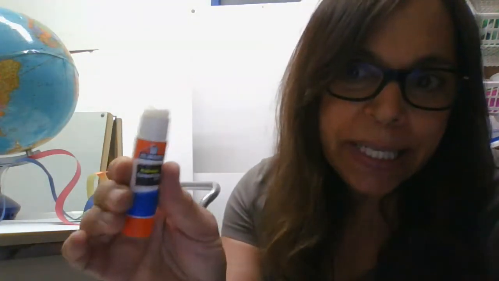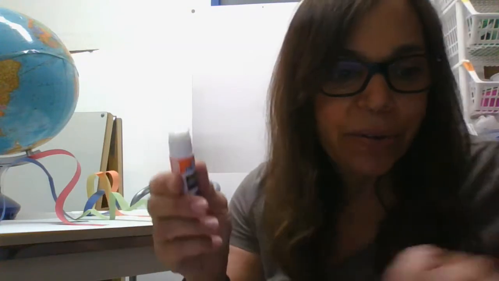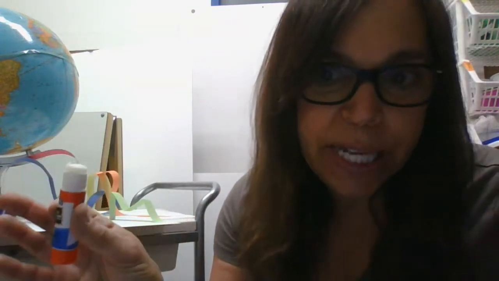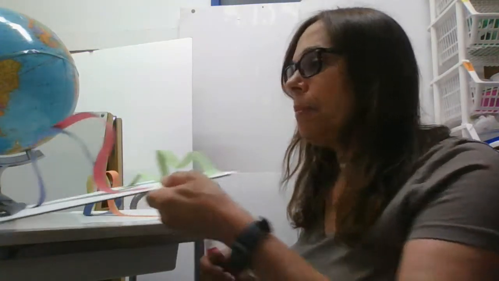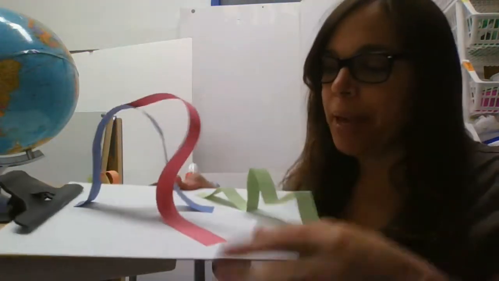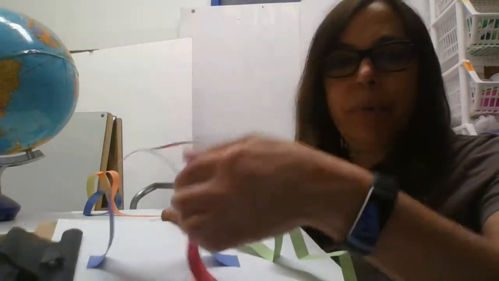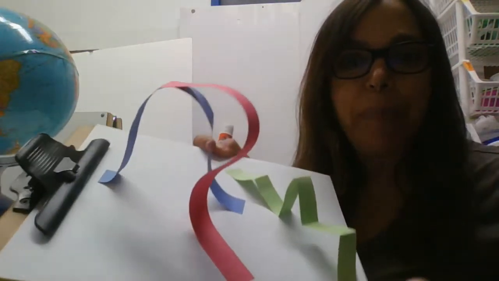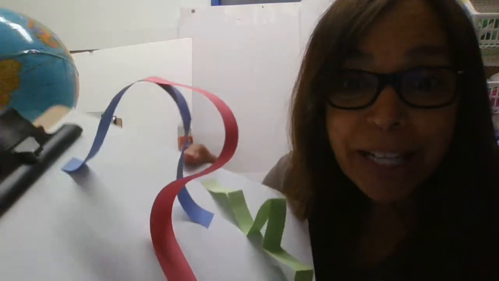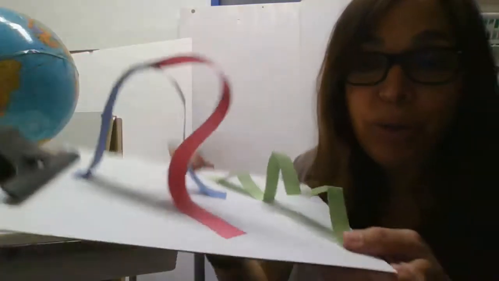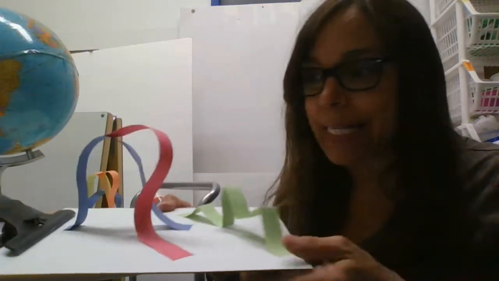So you're going to need glue, or a glue stick is easier. It's stickier, so it's a little bit easier to use a glue stick rather than liquid glue. But if you just have liquid glue, that's fine. So what we're going to do today is we're going to take our paper strips, but we're going to make them pop up on the paper. So we're making a three-dimensional collage. It's not going to be flat today.